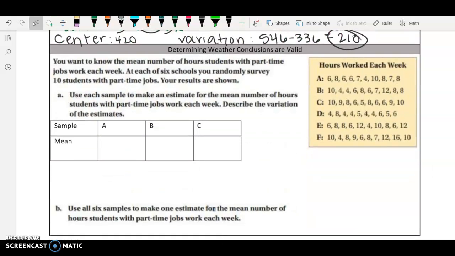All right, so now we're going to determine whether the conclusions are valid. And so to do this, we're going to find the mean. And so we're going to add all of our numbers in each row. So it says you want to know the mean number of hours students with a part-time job work each week. At each of the 6 schools, you randomly survey 10 students with part-time jobs. Your results are shown. So A is one school, B is another school, C is another school. Each sample makes an estimate for the mean number of hours with a part-time job. Describe the variation of the estimates.